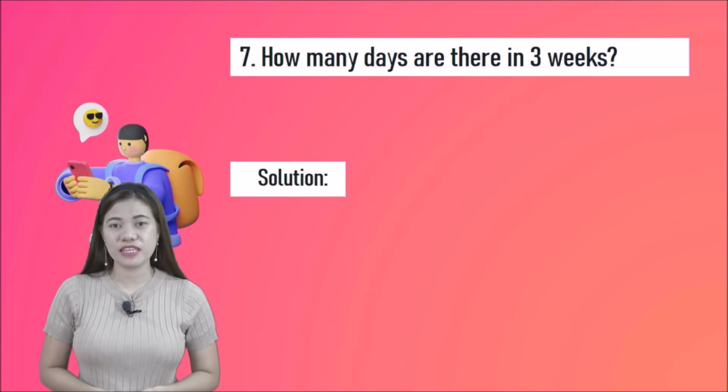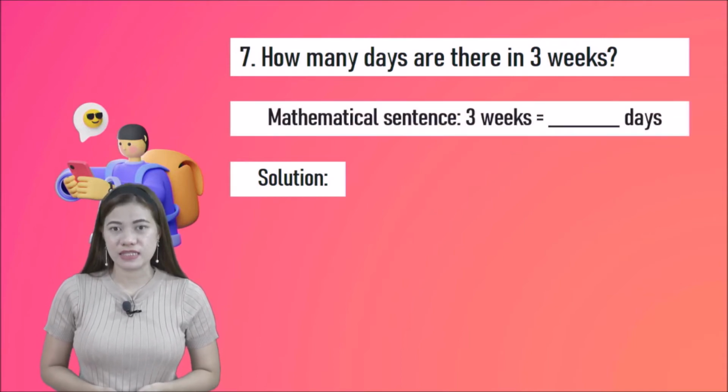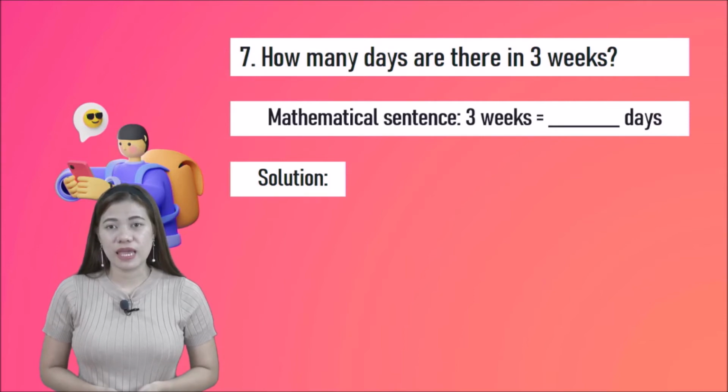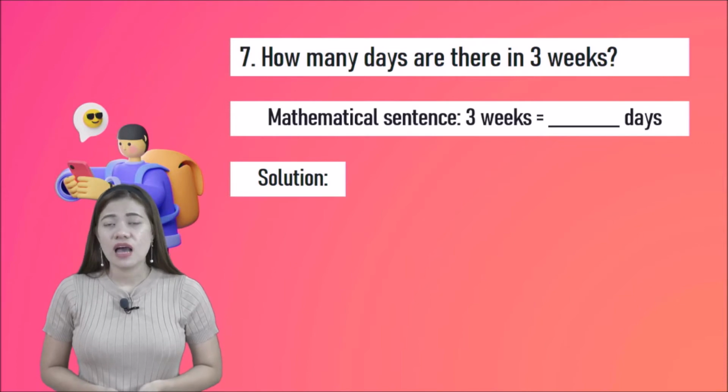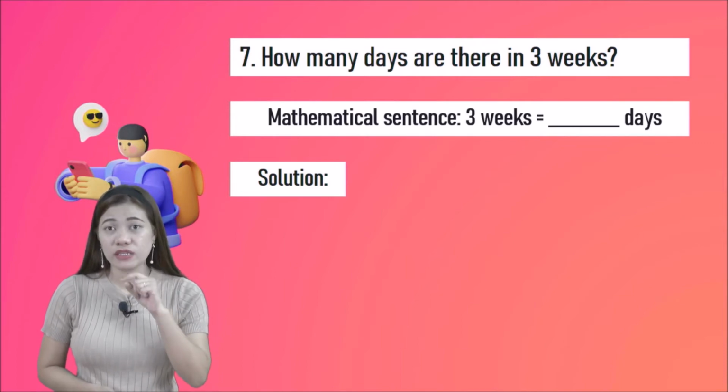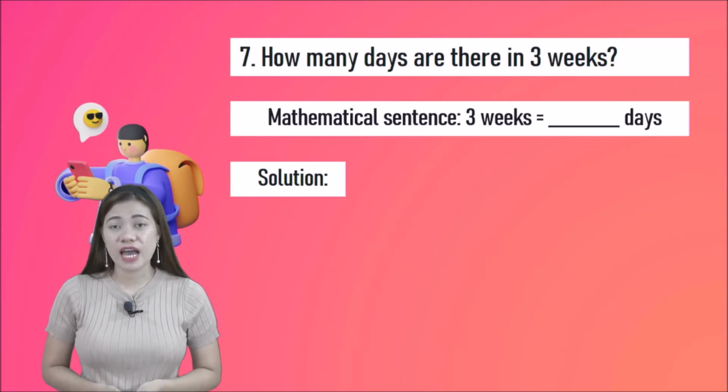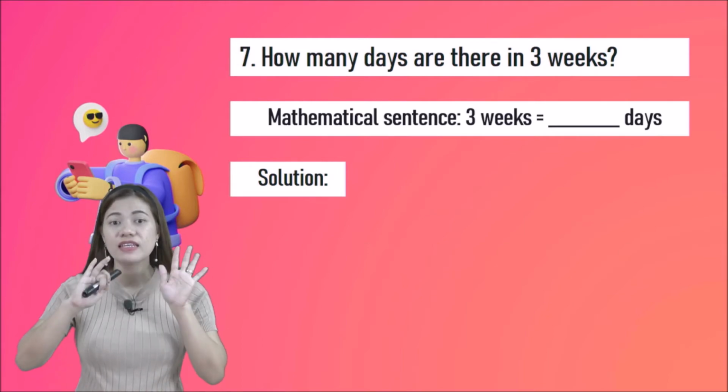Next, question number 7. How many days are there in 3 weeks? So here's our mathematical sentence. 3 weeks is equal to blank days. How many days do we have in 1 week, grade 3? Very good. We have 7 days.